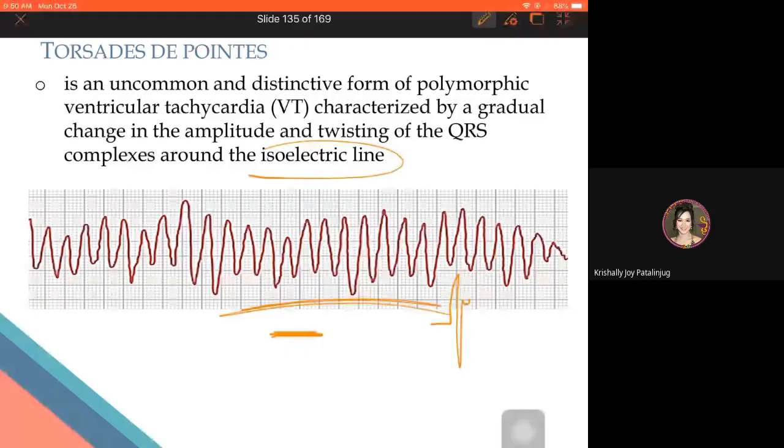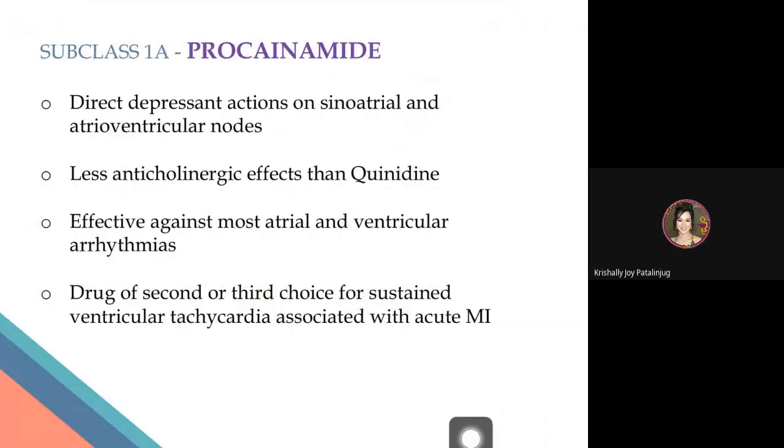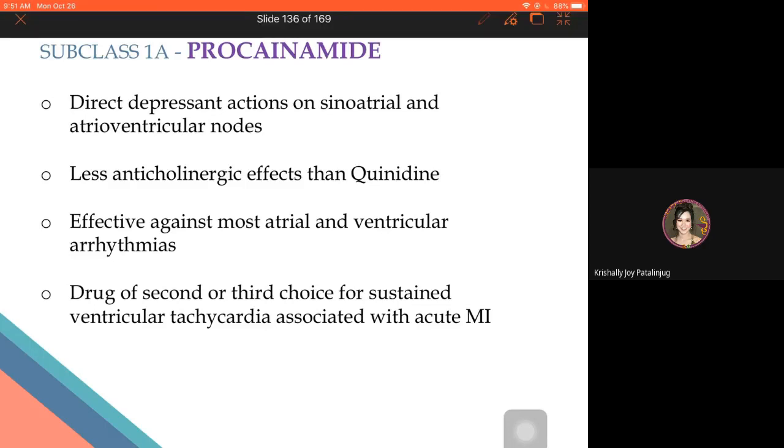Next, another class 1A agent, we have procainamide. Procainamide has a similar action with quinidine. Kasi syempre, di ba, same class nga sila, class 1A nga sila. But yung distinct dito for procainamide is that less anticholinergic effects siya than quinidine.